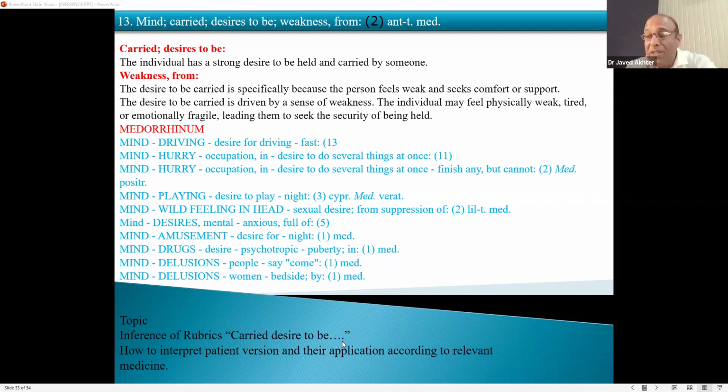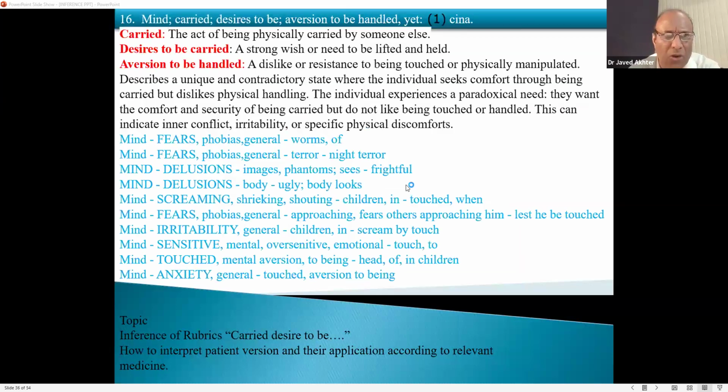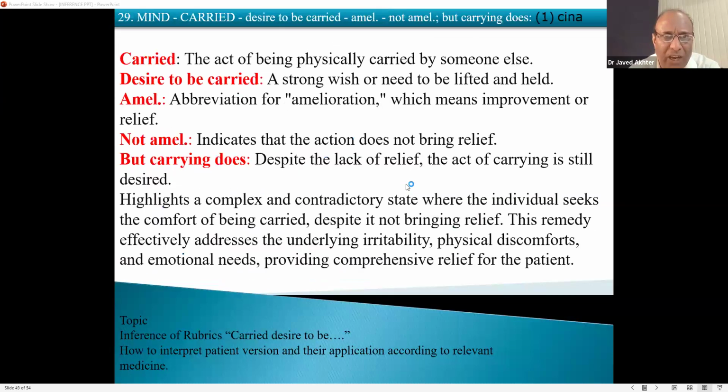Now this patient also says, delusional people say, come. The things that he most likely says, in Hindi: my friends, girls or boys, they are already calling me. This is the wording of this. And another says, delusion woman beside: and girls are always near me, there is no issue with that. Therefore this patient says, carried, weakness from. When the patient says something like this, you can use this rubric, carried desire to be carried, weakness from. Okay, there are a lot of slides over there, but basically I'm going to give 5 minutes.